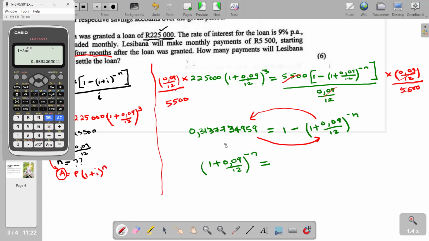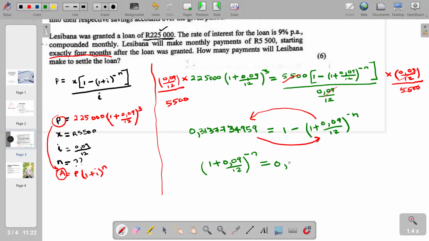We got 0.68622654041 there. This is what we are now having. So when we are solving here, it means we are now going to have our negative n.